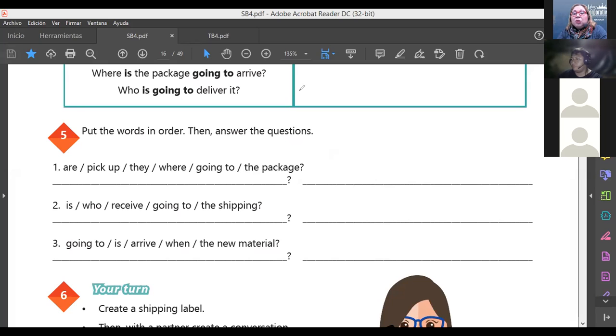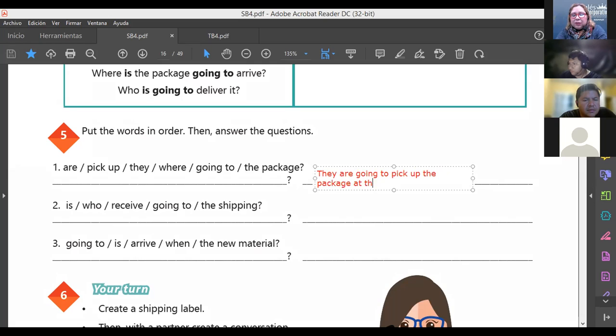Tenemos que hacer una oración completa, ¿verdad? They are going to pick up the package at the store, okay? At the store. Storage, you say. Storage room or? Storage room. Okay.